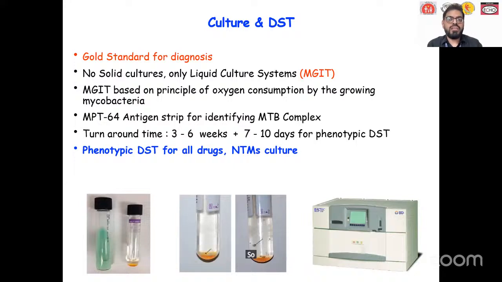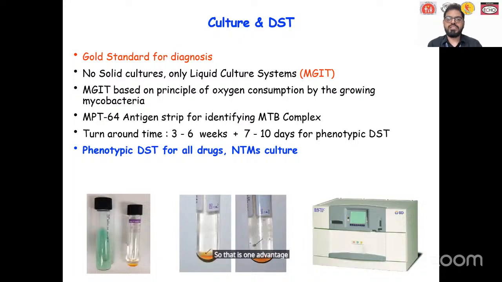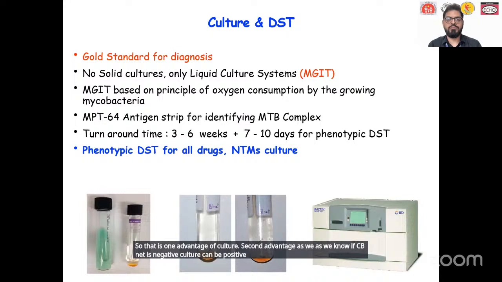So we don't have any molecular test for pretomanid. We don't have for linezolid. We don't have for PAS. We don't have for clofazimine. So for all these drugs, the drug susceptibility test can be done when a culture is positive. So that is one advantage of culture. Second advantage, as we know, if CBNAT is negative, culture can be positive. So culture is again very important.